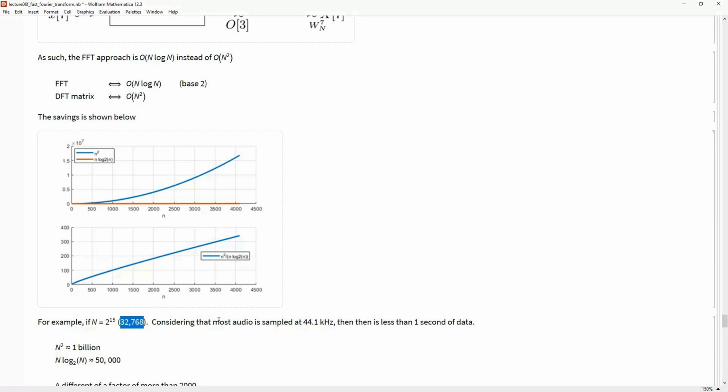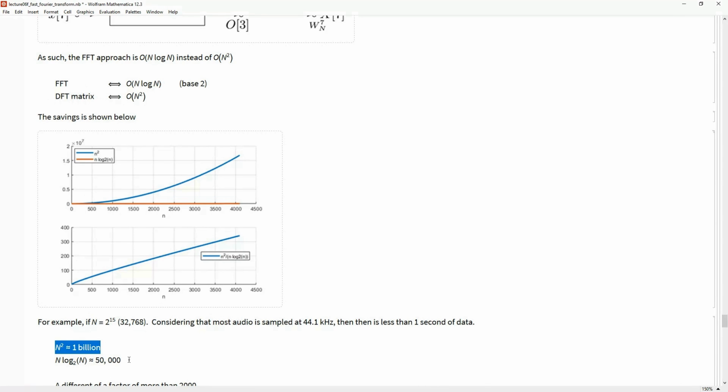So for example, we talked about earlier, audio engineering is where a lot of this comes in. And if you're an audio engineer, you'll know that audio is typically sampled at around 44 kilohertz. That means in 1 second of data, you'll have 44,000 data points, right? So what we're talking about right here is not even 1 second of audio. Now, if you wanted to do an FFT on this 1 second of audio to extract its frequency content, and you did it using the standard DFT matrix, you're talking about a billion operations, right?